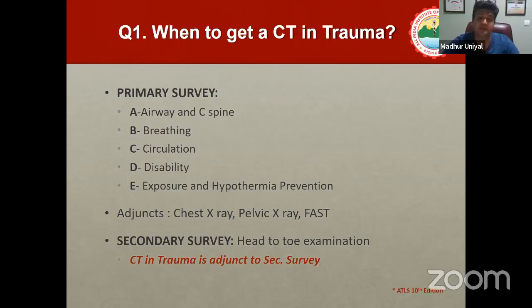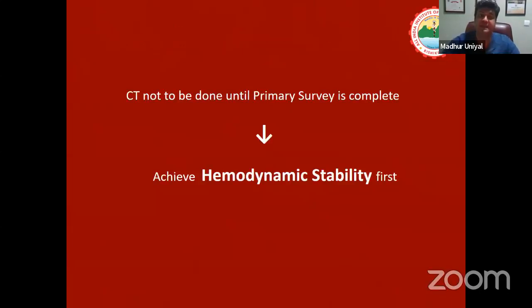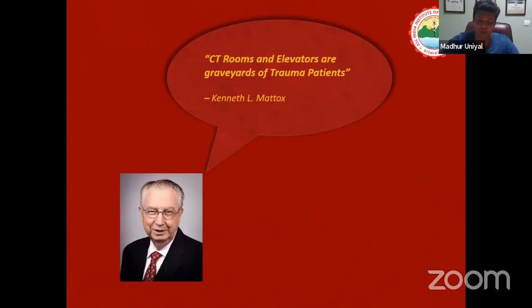Secondary survey is the complete head-to-toe examination. And the point I want to stress here is that CT in trauma is an adjunct to secondary survey, which translates that CT cannot be done until the primary survey is complete, which means until we achieve hemodynamic stability of the patient. This fact has been stressed all over the world. No wonder in the circle of trauma, we say that CT rooms and elevators are graveyards for trauma patients.